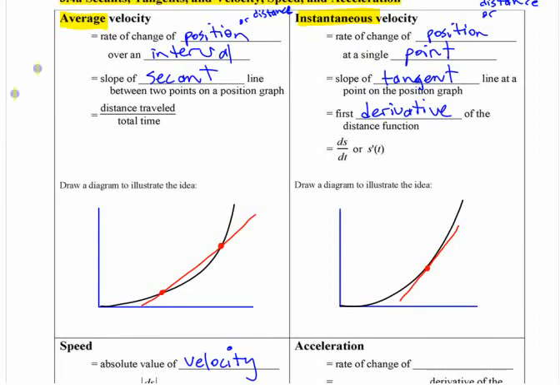The average versus the instantaneous. Average being the slope between 2 points on a curve, right? Average rate of change we talked about before. Average velocity is just, how long did it take to get from here to here? And if you look at the y values, how far did you go? How far did you go? How long did it take? That's what your average velocity is.